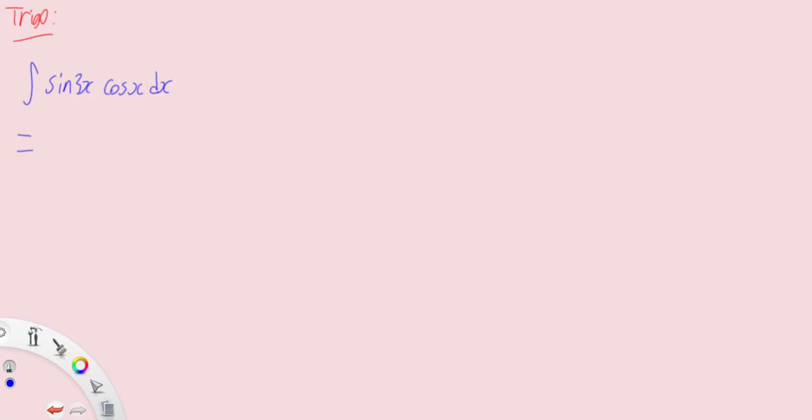Because if you try to integrate cosine squared x, your derivative is minus 2 sine x, right? So it doesn't work because my other trigonometry function is sine 3x. Neither does it work for changing it to sine squared 3x. So I have to divide by 6 cosine 3x, because I bring out the power 2, then I differentiate sine 3x to give me 3 cosine 3x.